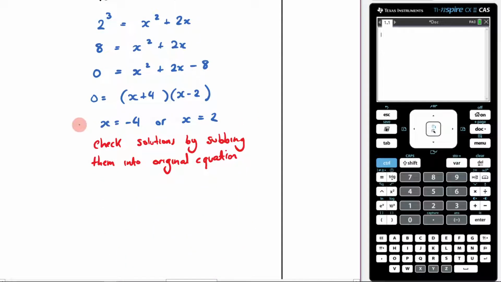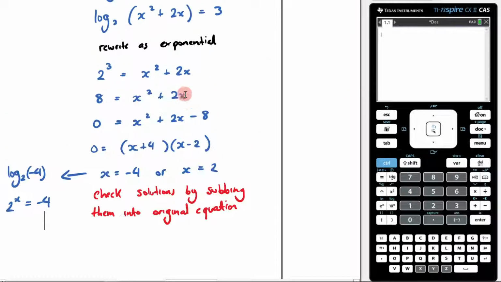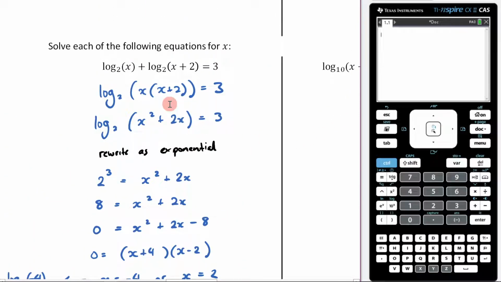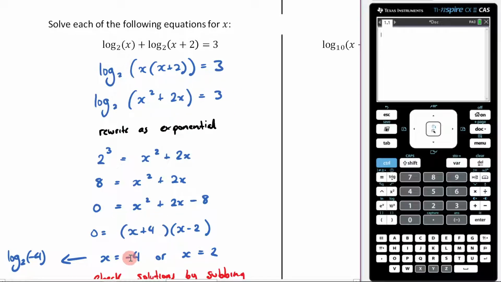If I was to go log 2 of -4, what that's saying is 2 raised to what power is -4? Well, that just doesn't work. The whole thing is undefined. So let me show you in action what I mean by this. If I let x be equal to -4 into this, it's just going to break this argument. Now, this is really important, so we're going to take some time with it. So let me write it out.